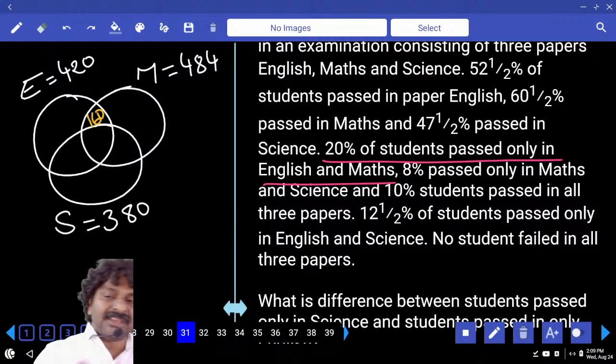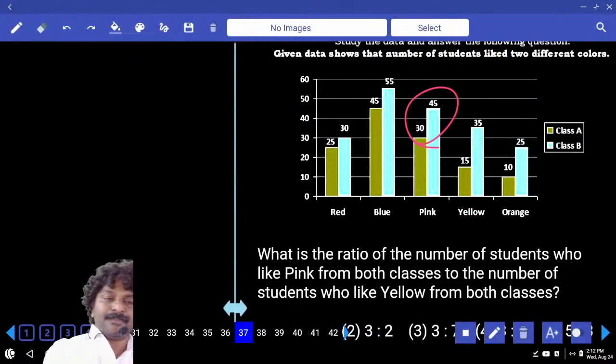How much is that? 160. Right. 8% of the students passed only in Maths and Science. Only Maths and Science is this area. Right. 8%. 8 into 8, 64. Next. 10% of students passed in all 3 subjects. 10%, 80. Now with this data, can we fill this gap? Yes. Out of 484, we can subtract.